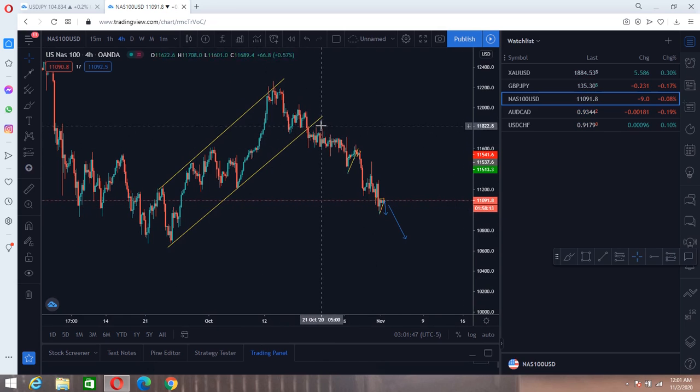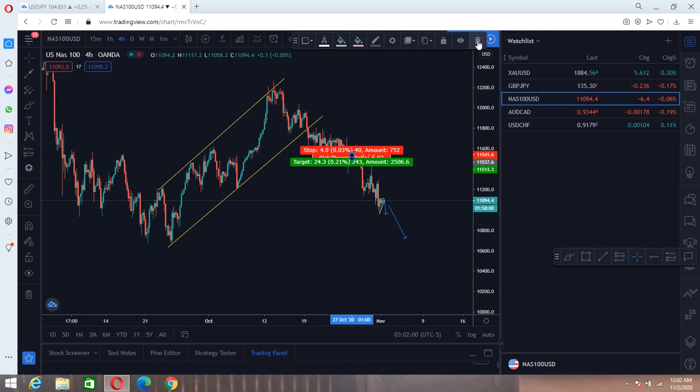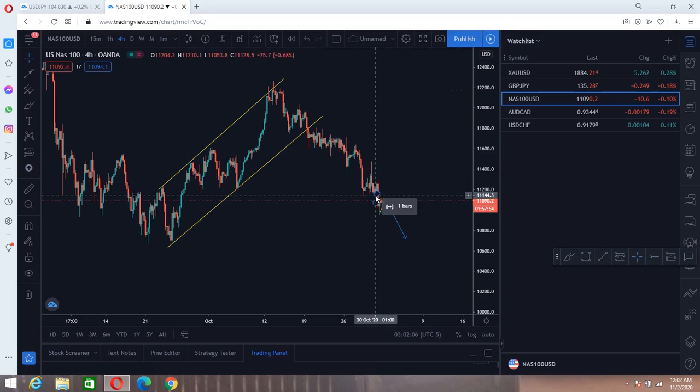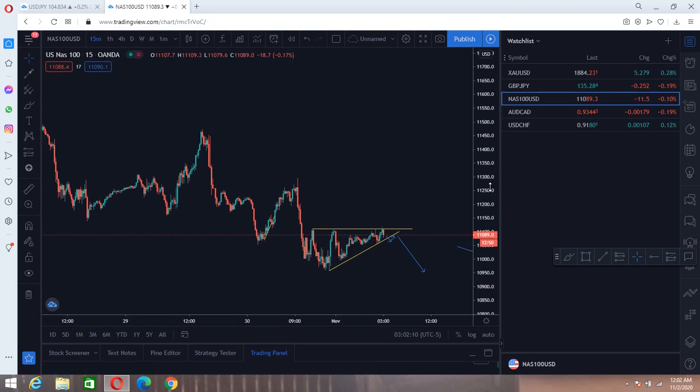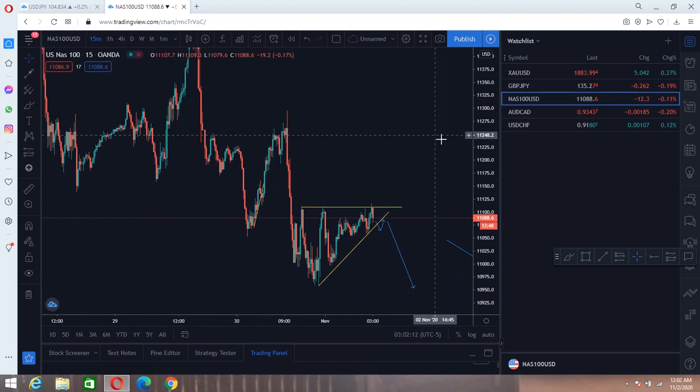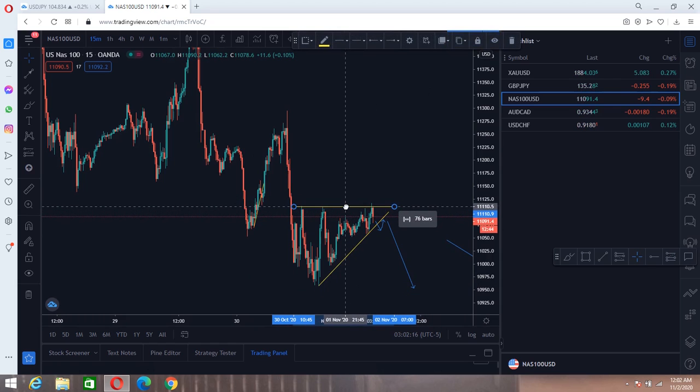Structure broke, came for a retest. The zone was too strong, so it went up, it went down, as you can see. Let me just remove these old ones here, this shouldn't confuse you. As you can see, this is what I'm expecting for NAS 100.